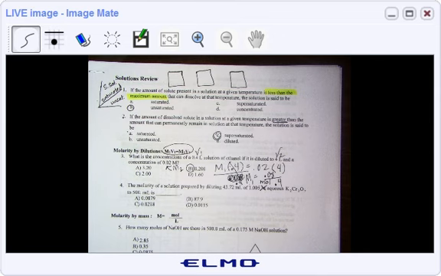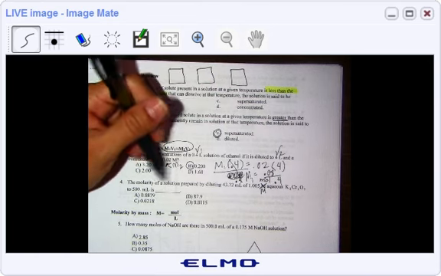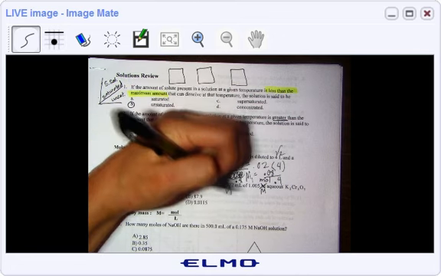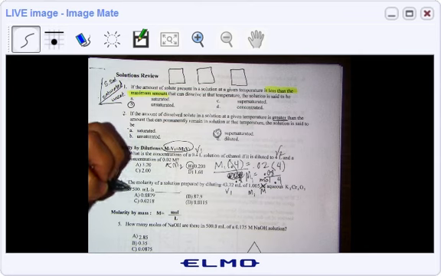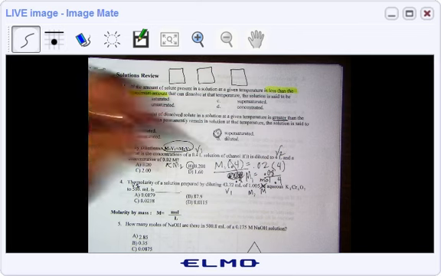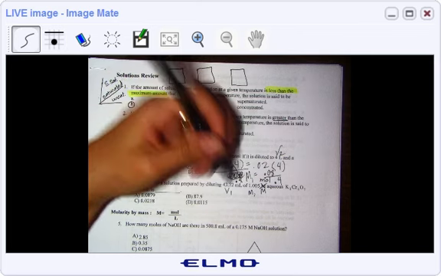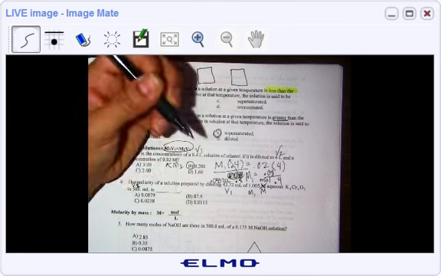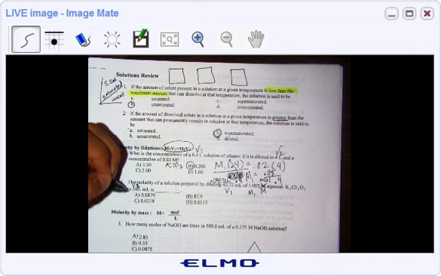Number 3 looks like we're doing the same thing. Keep this capital M. It's still M1V1 equals M2V2. The molarity of a solution being prepared by diluting. So this is my V1, M1, and this is my V2. Let's convert these milliliters to liters: 0.04372 liters, and 0.500 liters.